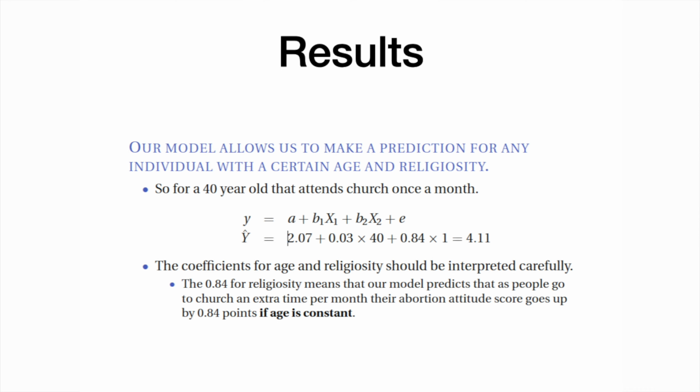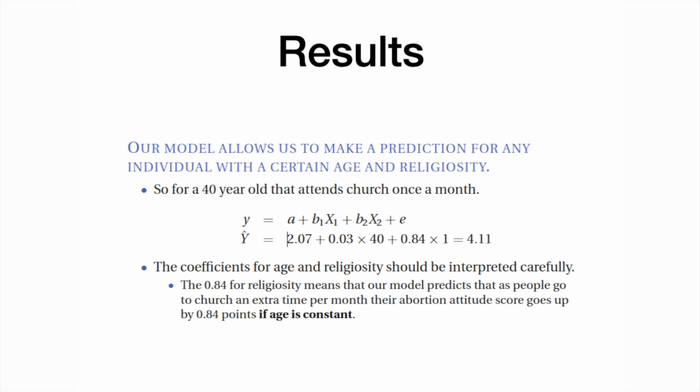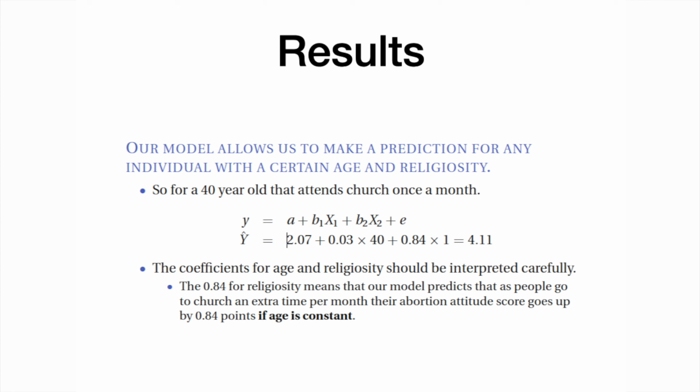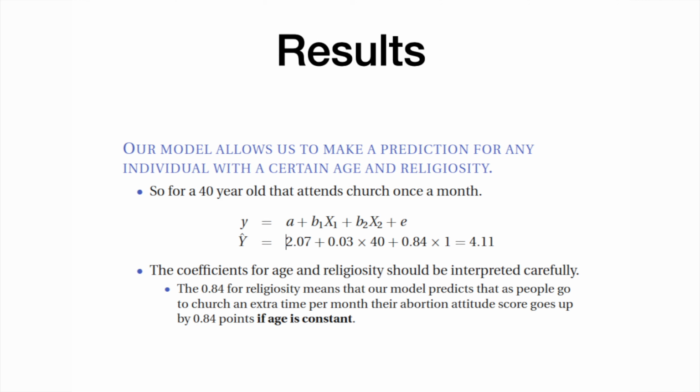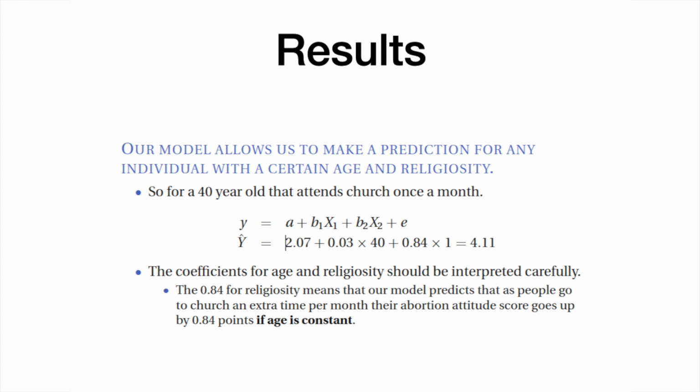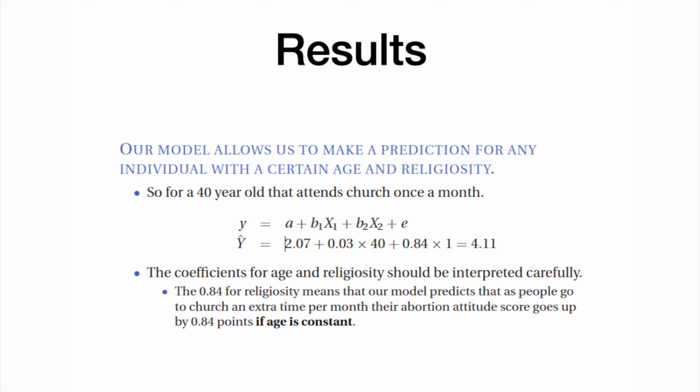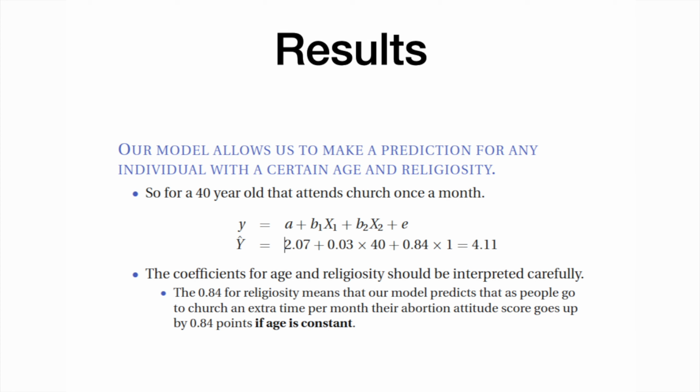Another way of looking at this is that a 0.84 coefficient for religiosity means that our regression predicts that as people go to church one more time a month, their attitude on the abortion scale goes up by 0.84 points if their age doesn't change. So if you have a 20-year-old and a 20-year-old, and one of them goes to church a bunch and one of them doesn't, you would see that difference of 0.84 between the two of them. So you can plug and play into the formula for any given individual.